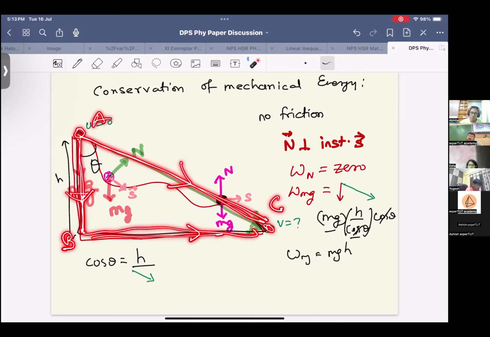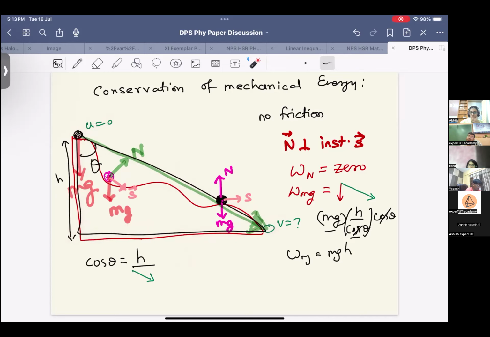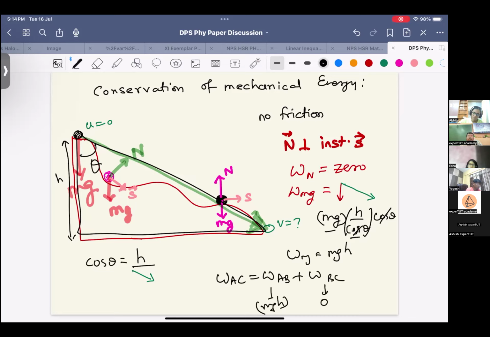mg cos... Look, here mg is like this and the displacement is like this, so it is anyway zero. Okay, so the second method is: work done by ac is equal to work done in ab plus work done in bc, out of which this is 0 and this is mgh. Okay, understood?